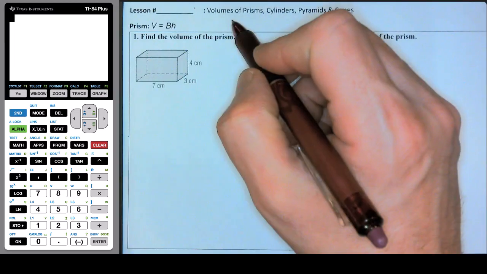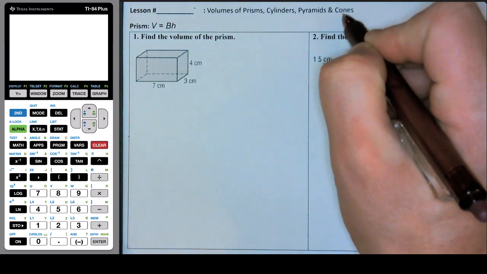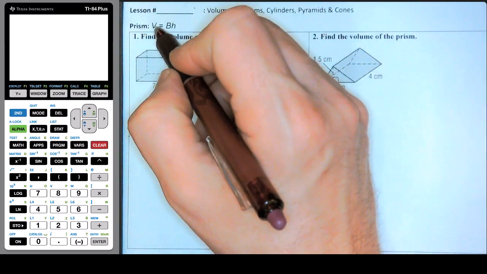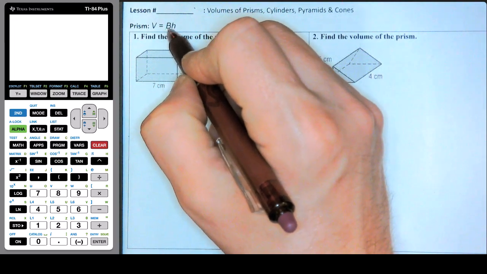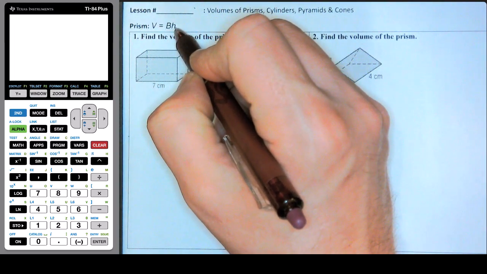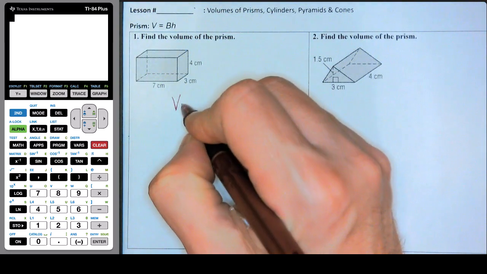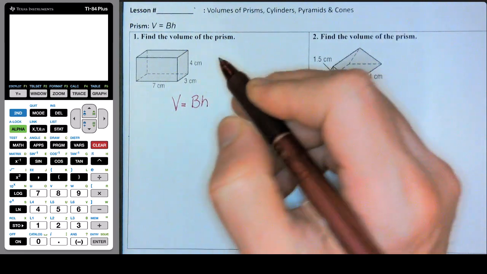Hello and welcome. This lesson is going to be about volumes of prisms, cylinders, pyramids, and cones. So we're going to learn the different formulas. And the first one is going to be about prisms. The formula is volume equals the area of the base times the height of the prism. So here we're going to start with the formula, area of the base times height.